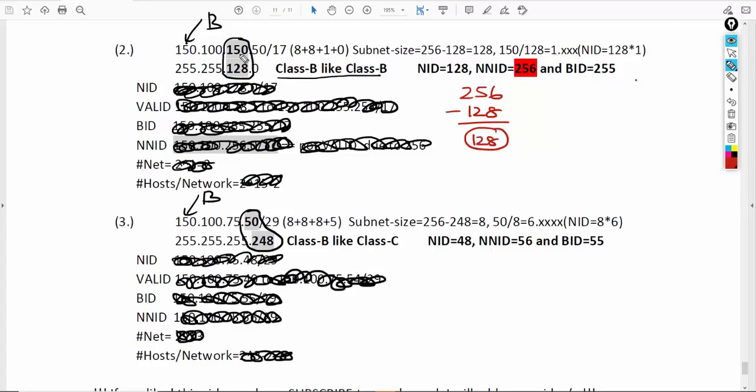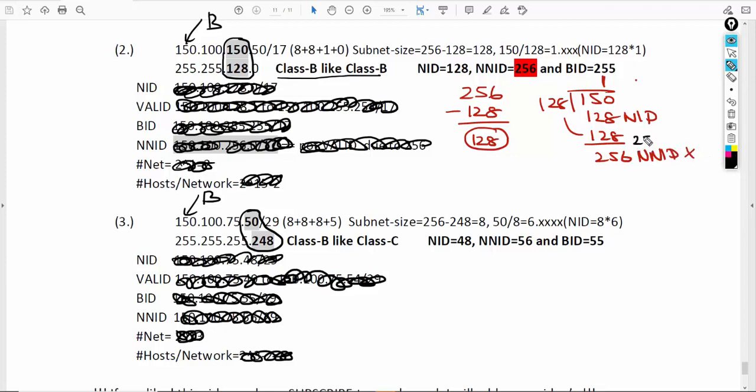I want to find this 150 is part of what subnet. So what I will do, 150 divided by 128. 128 times 1 is 128. That's your network ID. When I add another 128, it becomes 256. That's the next network ID. We know 256 is a wrong IP, but we'll write it down.